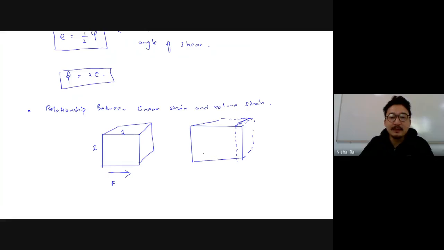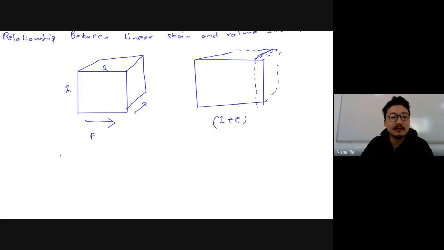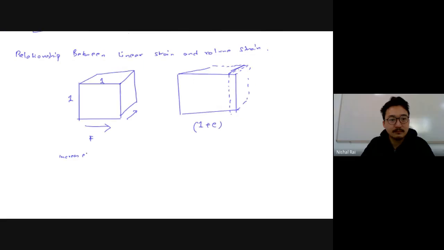Now each side will become what? Basically, initially if it was 1, now each side will become 1 plus e, where e is the linear strain. Clear? Yes, sir. Now if we apply a similar amount of force on 3 sides, then what will happen? Now this is basically increase in one of the sides. Now increase in volume will be what? Initially it was 1 cube. Increase in volume will be (1 plus e) whole cube minus 1 cube.